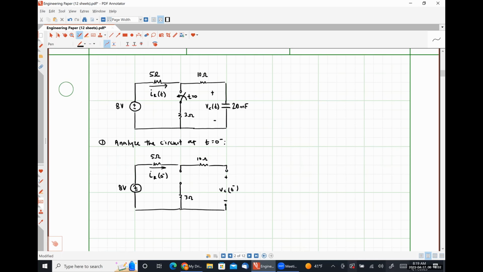So who can tell me what either of these quantities is? Nick Stevens says that VC of 0 minus is 8 volts. How many of you agree with this?